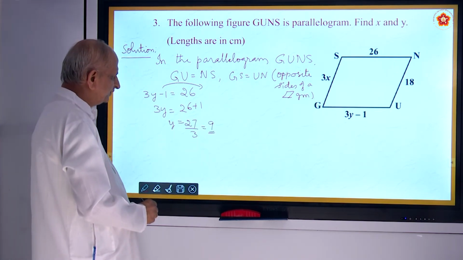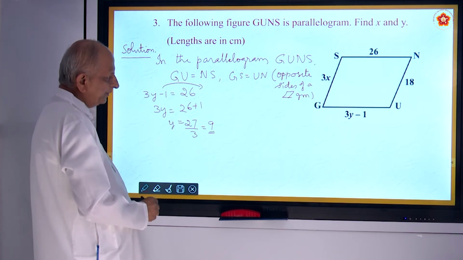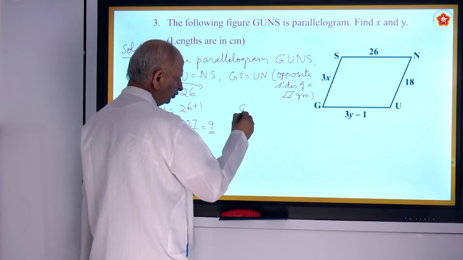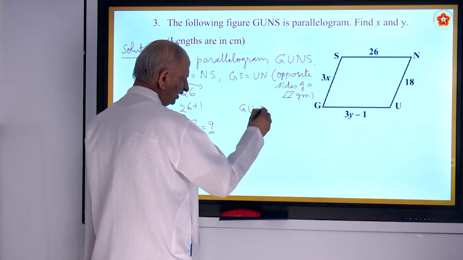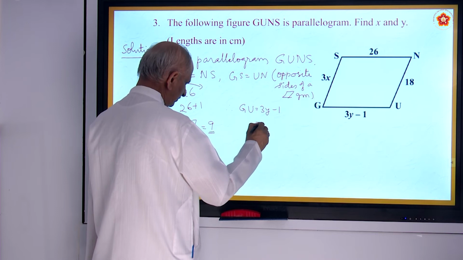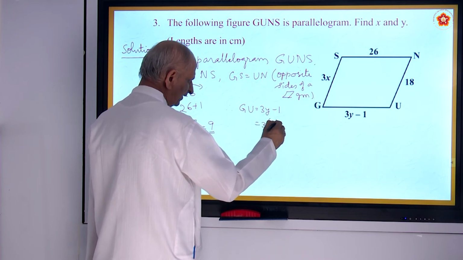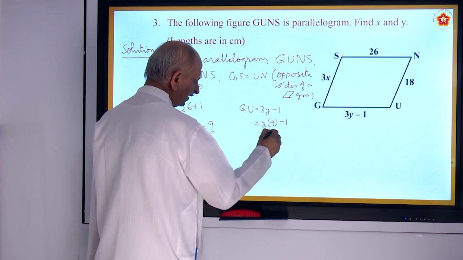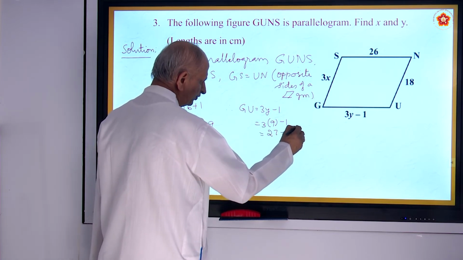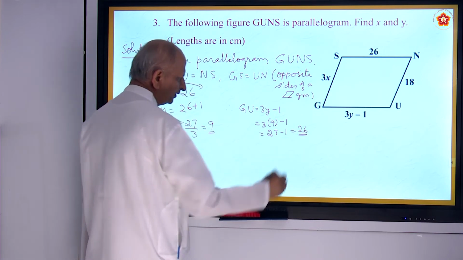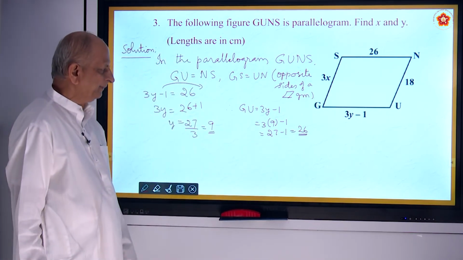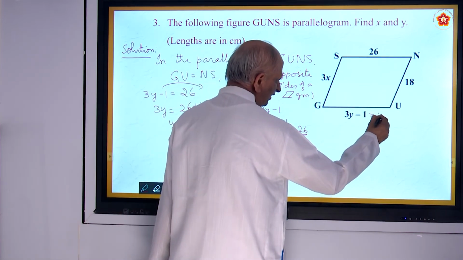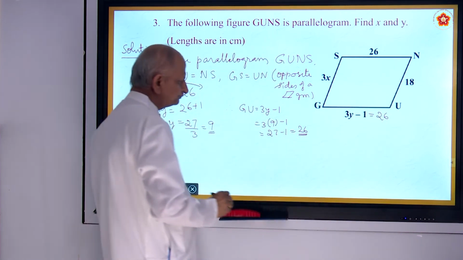So, if y is 9, what is 3y minus 1? Therefore, GU is equal to 3y minus 1. It is 3 into 9 minus 1, that is 27 minus 1, that is also 26. So, the property of parallelogram holds good, that opposite sides are equal.